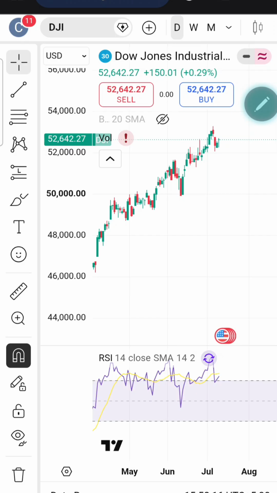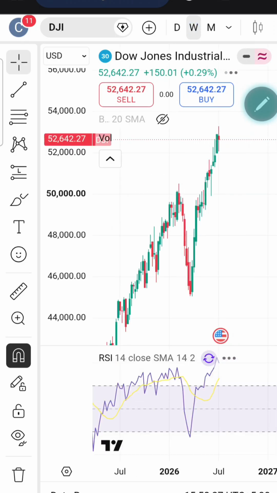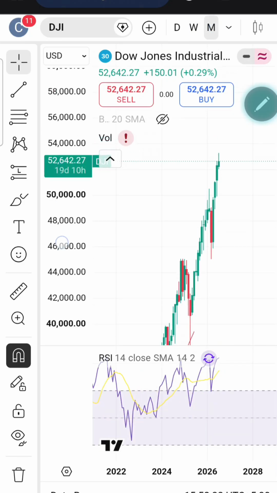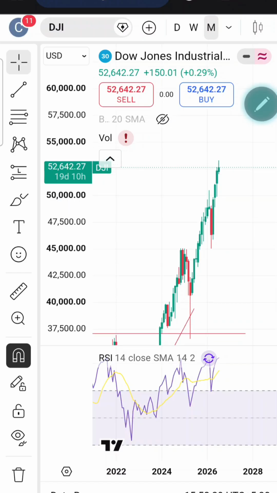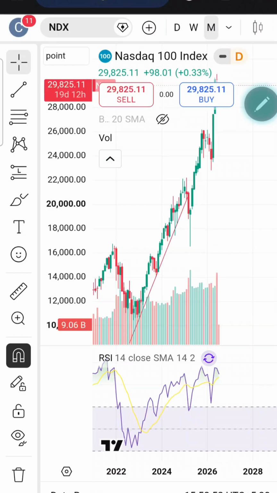Let's go for the Dow Jones, which is the USA market. Based on the USA market, it is just taking support on RSI 60, which is showing a bullish trend. Then weekly is again above RSI 60. Monthly is also on RSI 60, above the RSI. So we can predict that the USA market is bullish.